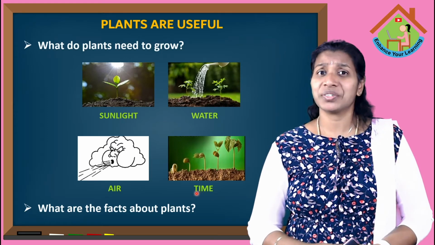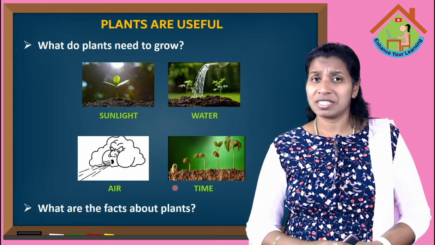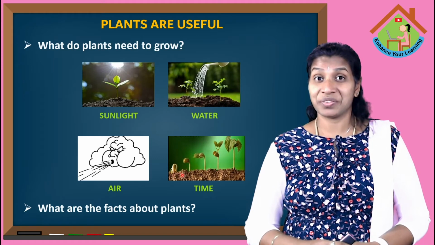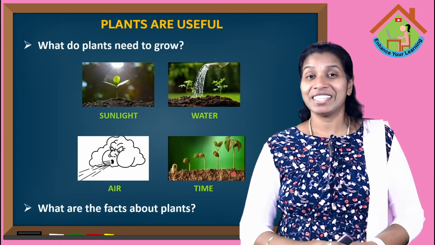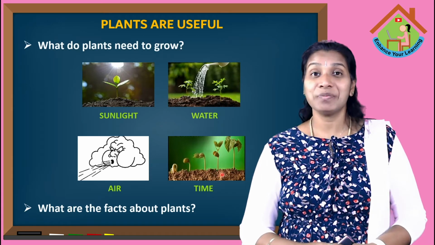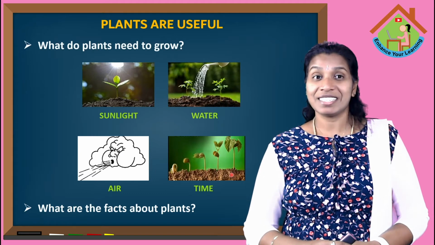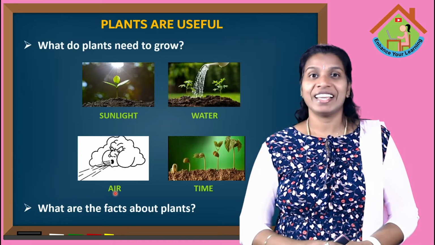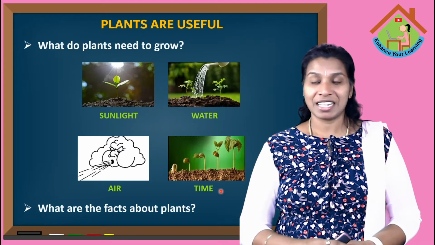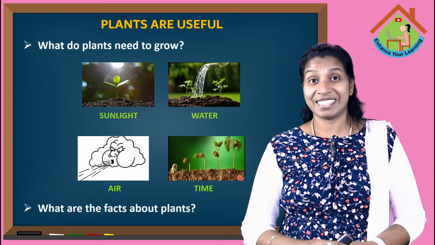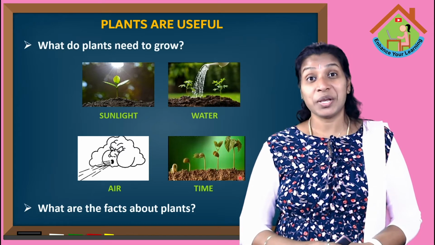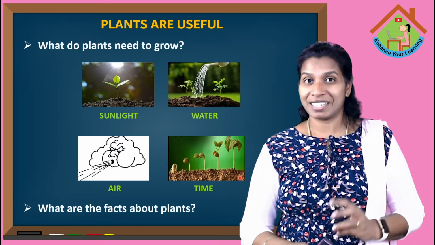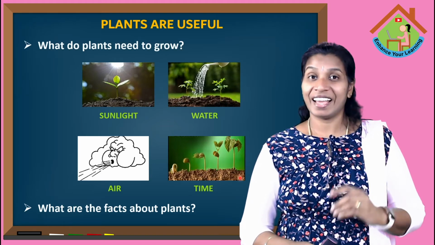Why is time needed for the plant to grow? If you sow the seeds today, will the seed germinate tomorrow? No, you have to give enough time for the seed to grow. So that is why I told you plants need time to grow. So what are the things necessary for the plants to grow? Plants need sunlight, water, air, time, and space. What is this space? You have to sow the seed in a proper place. Then only it will grow. So the place must have proper sunlight, water, and air.